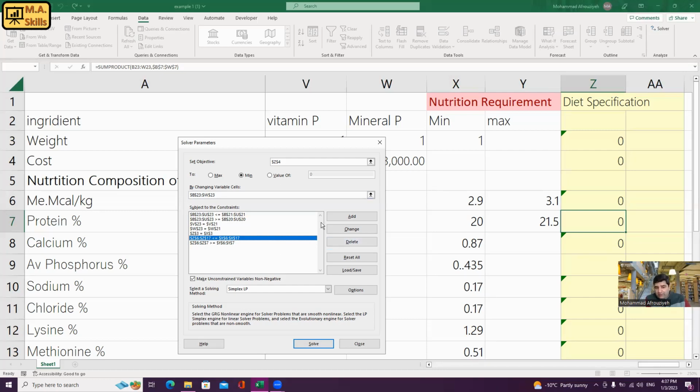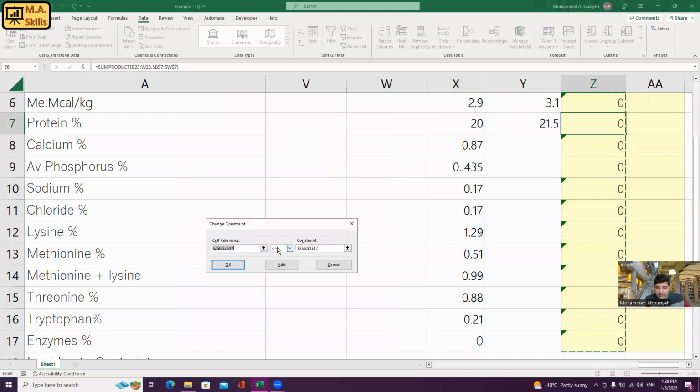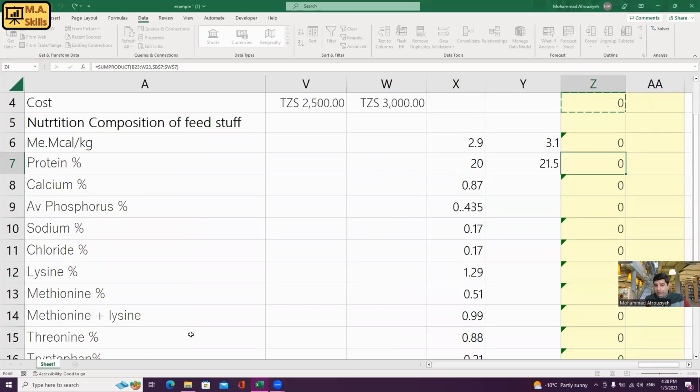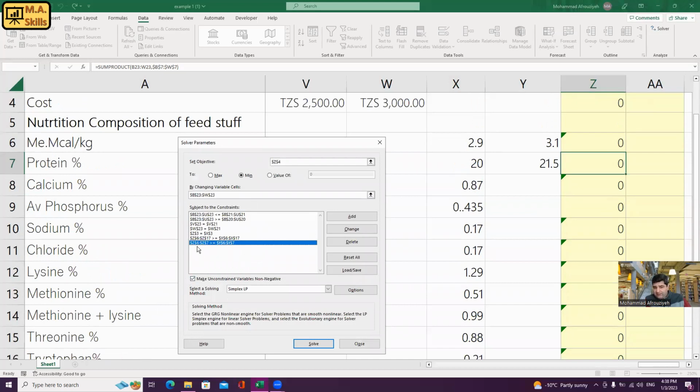So the troubleshooting method is just go through your formulas, your constraints, your values, numbers that you have put here. So see, I have selected this one. I'm going to change it. Just press change. And here, I'm just going to change the sign. Now I'm saying Z6 to Z17 should be greater than X column. It means that it should be greater than minimum level, which is true. I'm pressing OK.